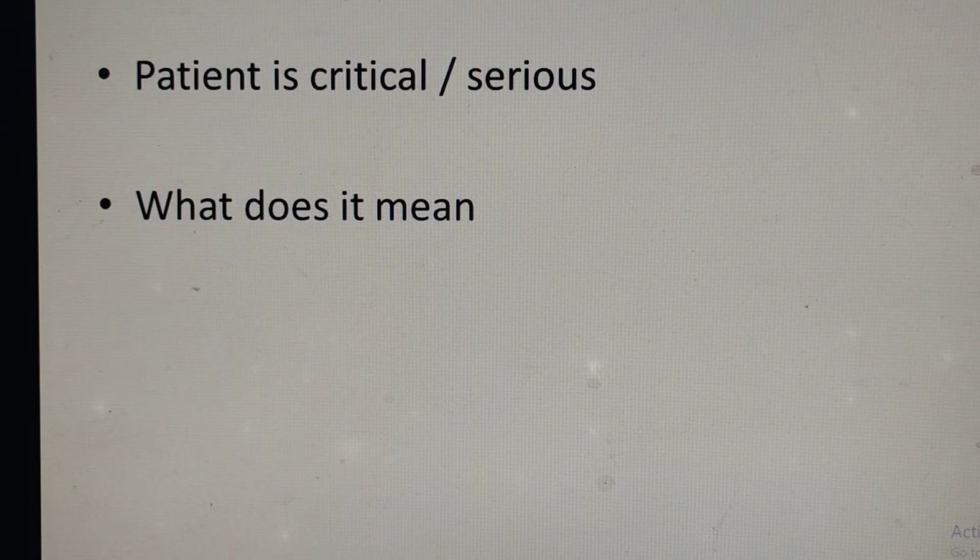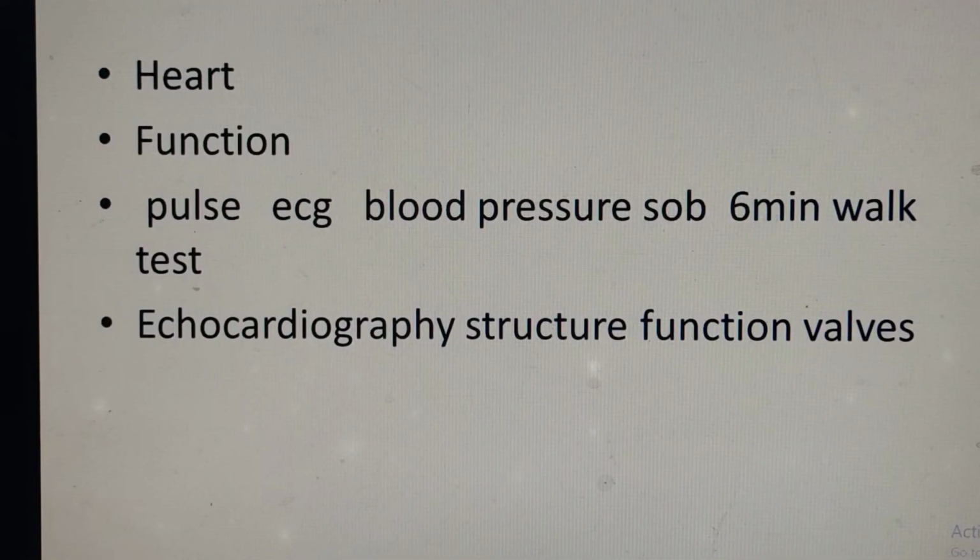How does a doctor or a healthcare professional come to a conclusion that the patient is critically ill or not? That's what we're going to discuss in this video. So, let's find out. First things first, we are going to see the function of the heart because it's very, very important.